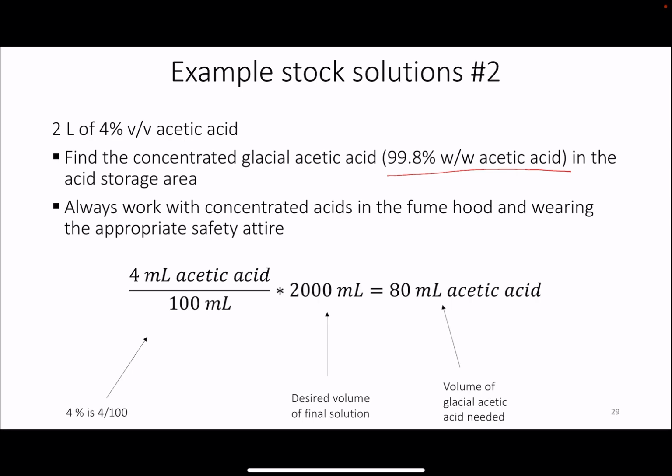And then in this case, what you're aiming for, 4% volume per volume, is 4 mL of acetic acid in 100 mL of your solvent, in this case water. You need 2 liters of it, which is equivalent to 2,000 mL. So here, if you cross it out, it tells you that you need 80 mL of your glacial acetic acid. And you would dilute this not with 2 liters, because it's volume per volume. You would dilute this with 1,920 milliliters of water, so that you would have a total of 2 liters, of which 4% is acetic acid.